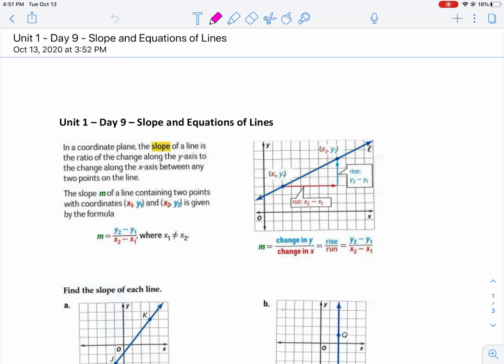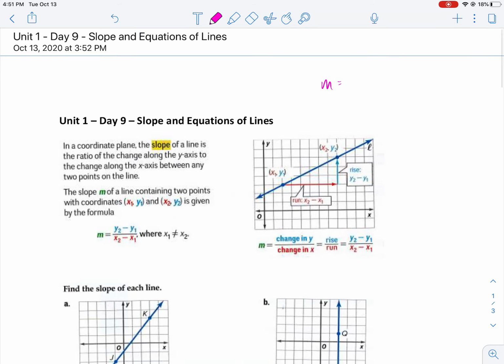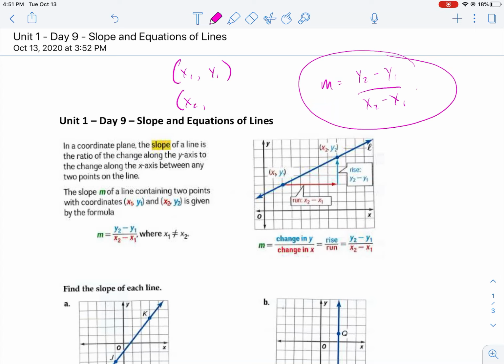So this is Unit 1, Day 9, Slope and Equations of Lines. A few lessons back, I asked you to use the slope formula. If you recall, it looks like this: y2 minus y1 over x2 minus x1. This is used to find the slope between 2 points. Again, your points are x1, y1, and x2, y2, whatever those may be. In this lesson, we're going to be finding the slope, but then also finding the equation of the line itself.